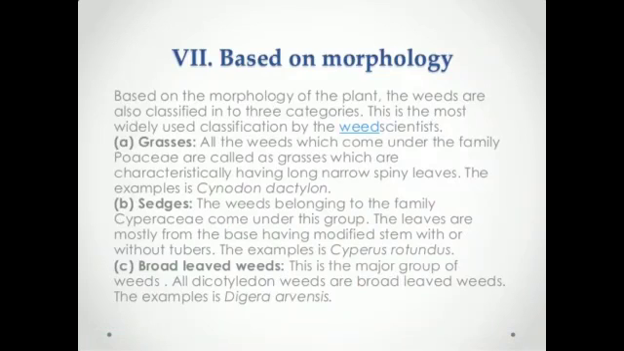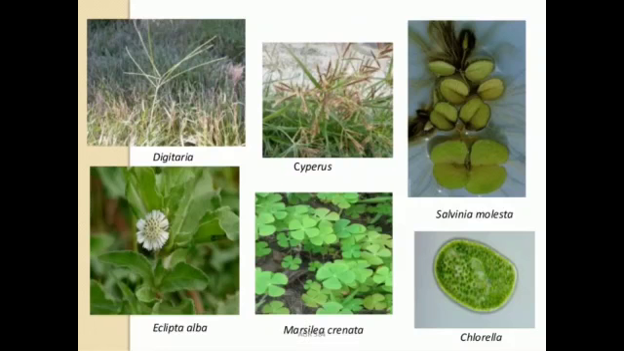The next classification is the sedges. The weeds belonging to family Cyperaceae come under this group, and the leaves arise mostly from the base, having a modified stem with or without tubers. An example is Cyperus rotundus. Then broadleaf weeds. These plants are also called dicots. Broadleaf weeds have veins that radiate from a larger vein and typically have a taproot system. Examples are Digera arvensis, Amaranthus viridis, or Tridax procumbus. Okay, these are examples of weeds.